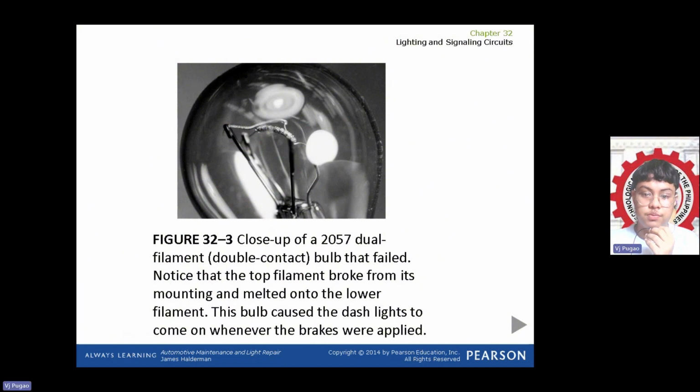The close-up of a 2057 dual filament double contact bulb that failed. Notice that the top filament broke from its mounting and fused into the lower filament. This bulb caused the dash light to come on whenever the brakes are applied.